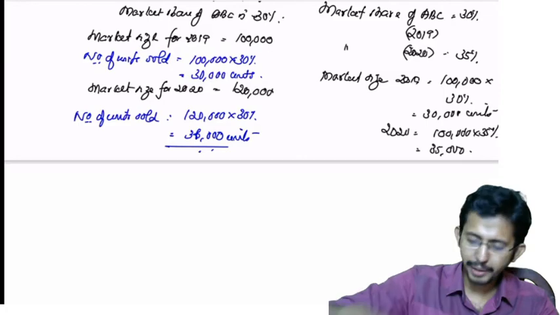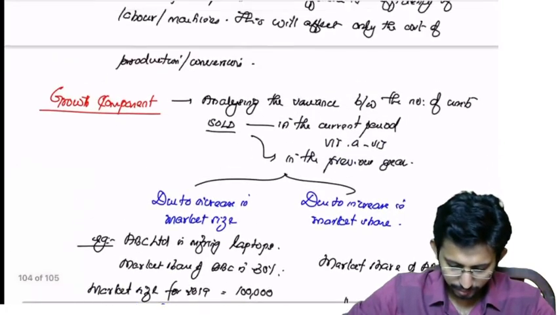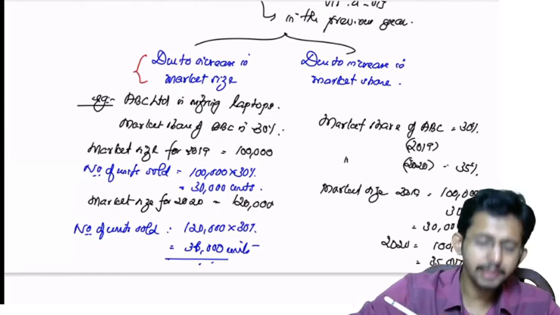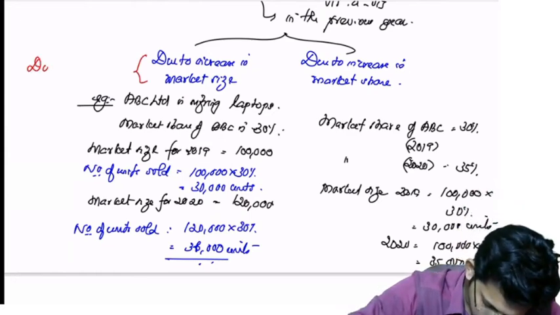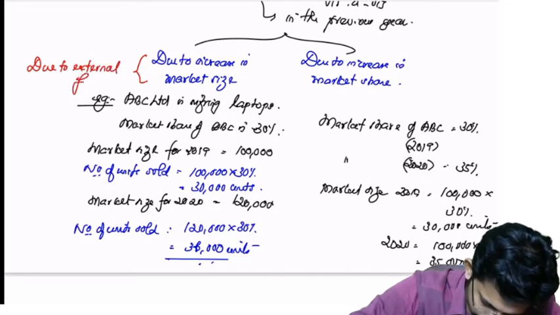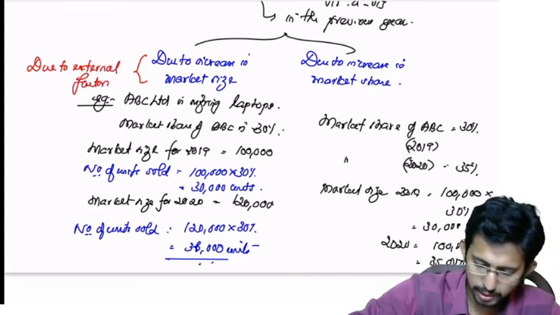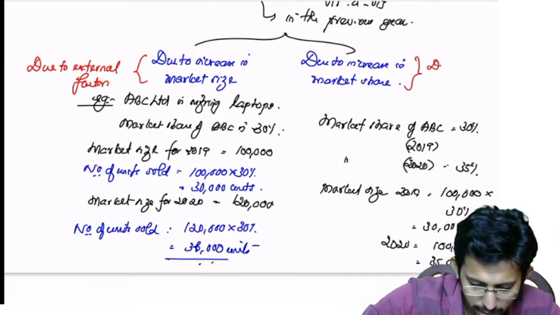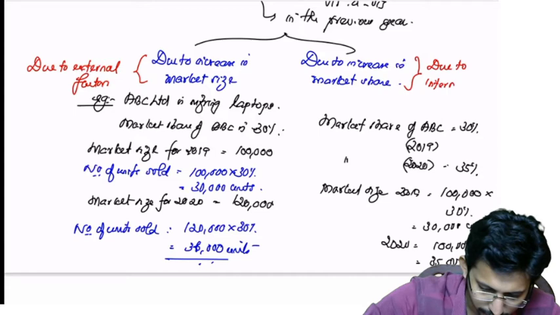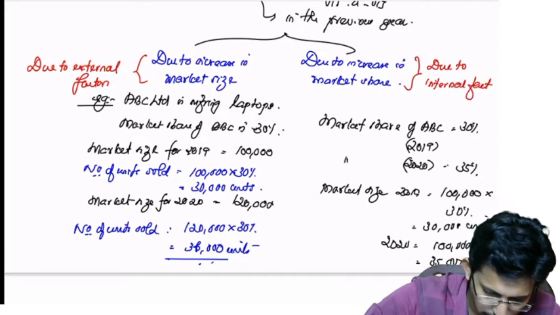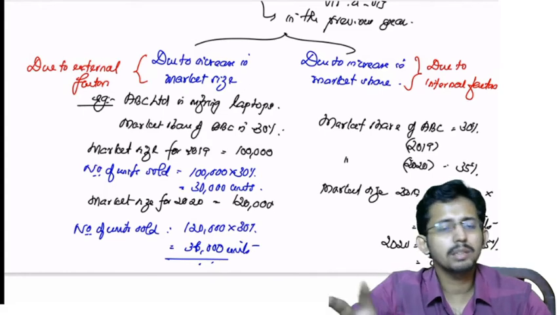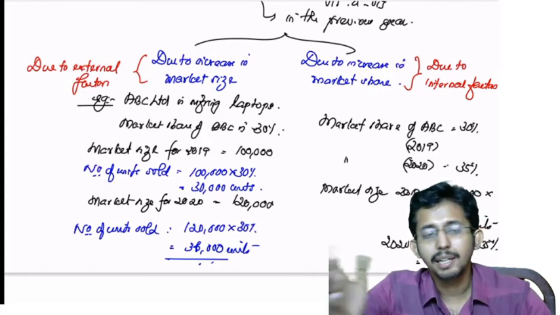And an increase in market size is due to external factors, whereas an increase in market share is due to internal factors. Here, everything I explained was based on an increase. The same logic principles will be applicable when it decreases also.